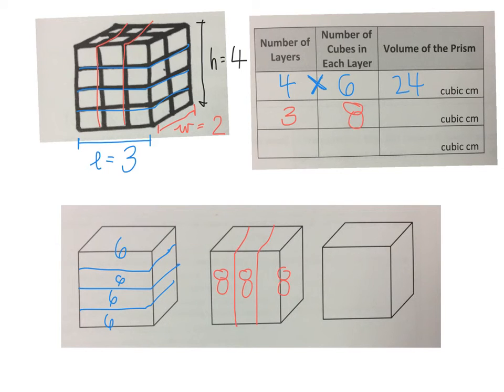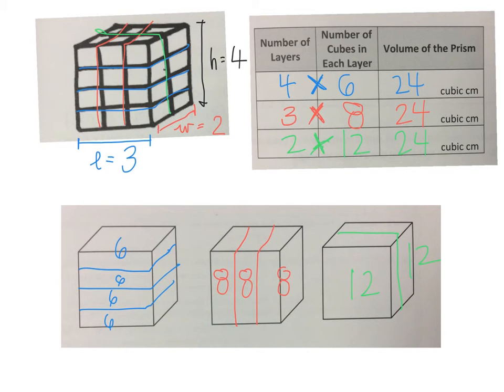Before, in the blue example, I multiplied the number of layers by the number of cubes in each layer to find the volume. I can do that again. And what's the volume this time? It's the same, 24 cubic centimeters. So looking at what we learned yesterday, it seems that we can always multiply the number of layers by the number of cubes in each layer in order to find the volume. Doesn't that make sense? Because that tells you how many total cubes you used.